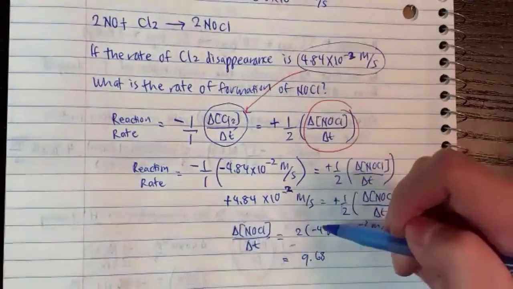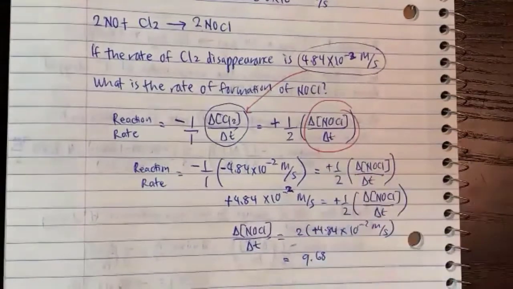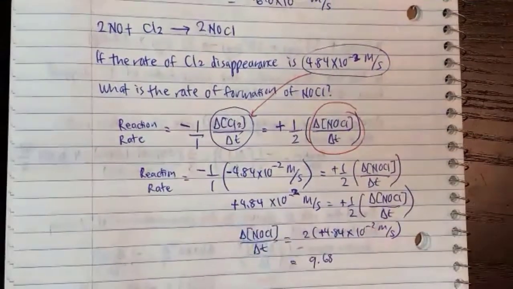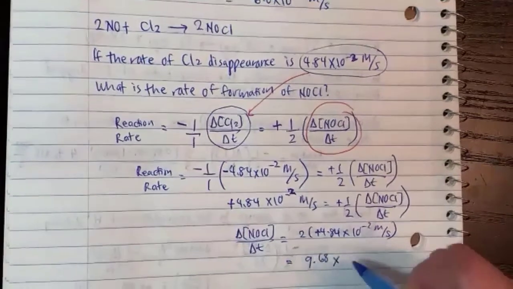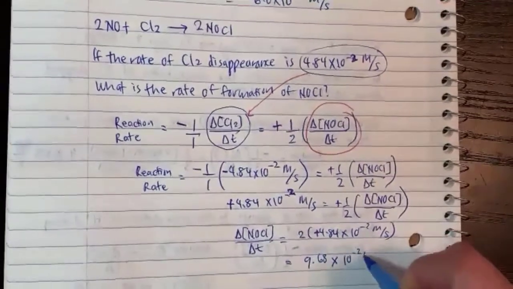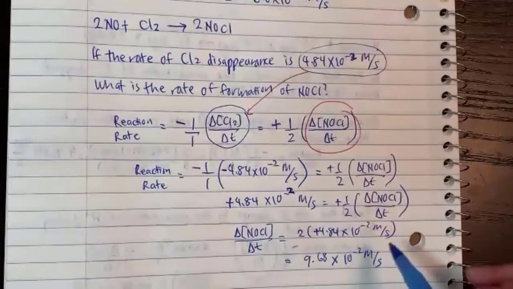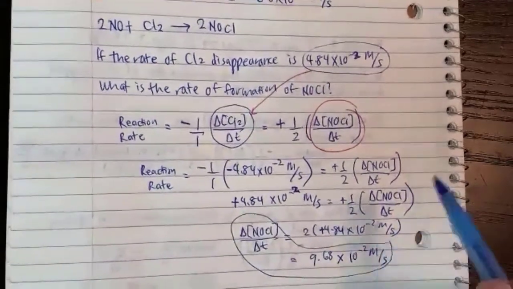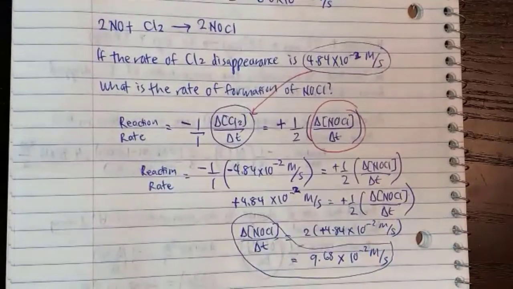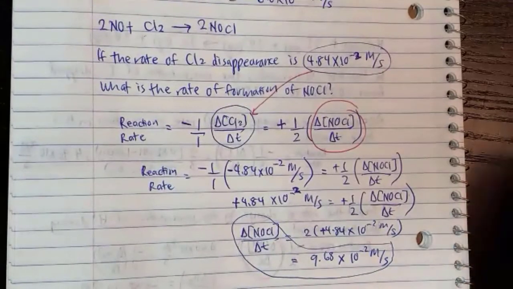So make sure you guys change that. Negative and negative becomes positive because the rate is never a negative number. And then that equals 9.68 times 10 to the minus 2 molarity per second. And that is the rate of formation of NOCl. Okay? All right.